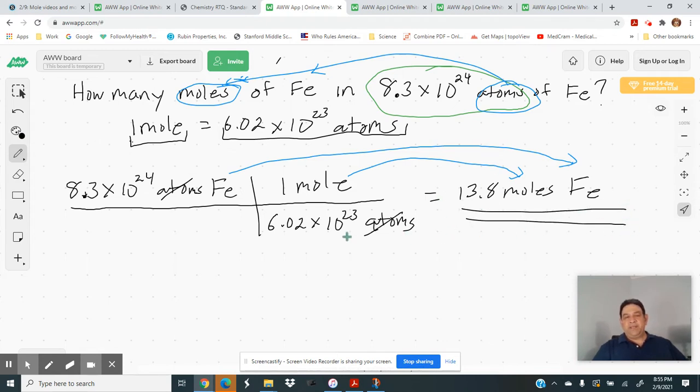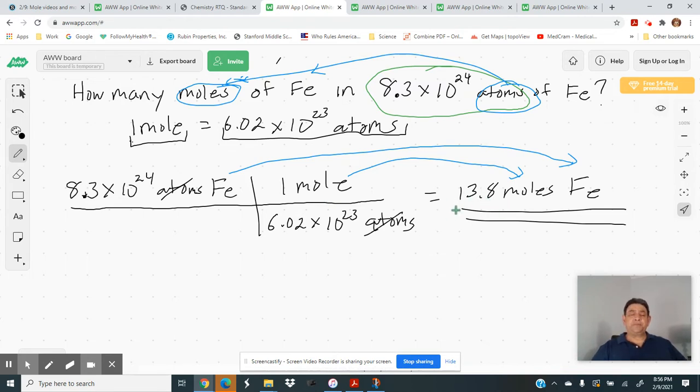What this is telling me is that if I had 8.3 times 10 to the 24th, how many groups of 6.02 times 10 to the 23rd do I have? 10 to the 24th is one order of magnitude greater, so there had to be at least 10, right? Because 6.02 times 10 to the 24th would be 10 times bigger than 6.02 times 10 to the 23rd. This was bigger than even that, so you figured it'd be something this large.